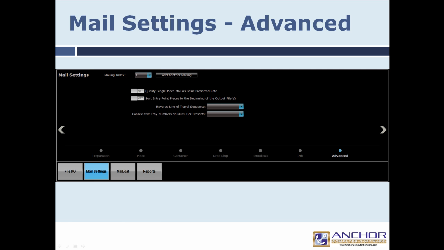Advanced. The Advanced panel is where the user can select to qualify single-piece mail as a basic pre-sorted rate. Sort the entry point pieces to the beginning of the output files. This feature helps with the optimization for larger files, as well as reverse the line of travel sequence and consecutive tray numbers on multiple tier presorts.